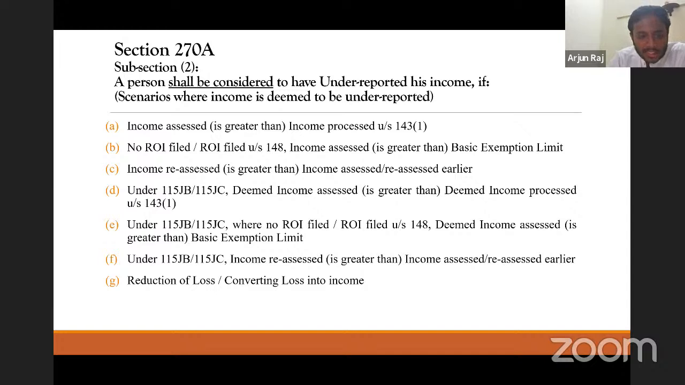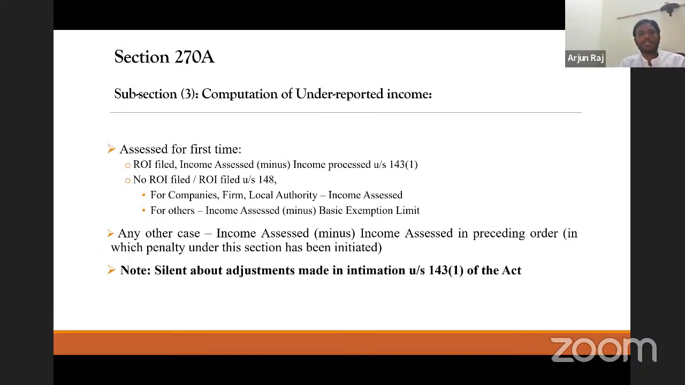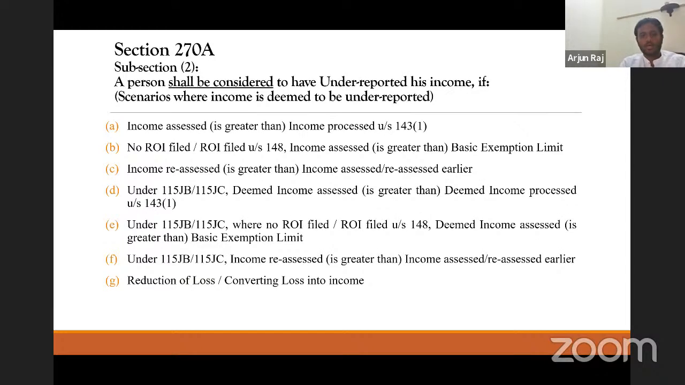Now this last limb, that is the seventh limb, talks about a scenario of reduction of loss or a conversion of loss into an income. So even an addition being made in reducing the loss will again fall within the ambit of underreporting of income. Now subsection 3, before I go to subsection 3, in subsection 2, there is one interesting aspect here.